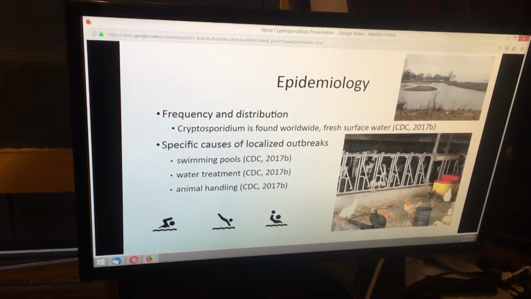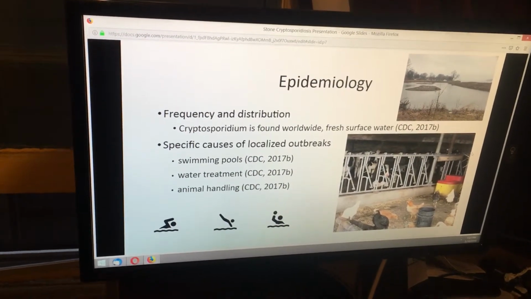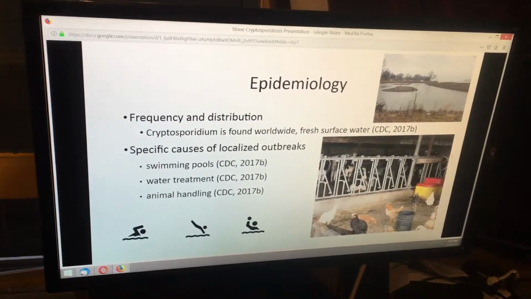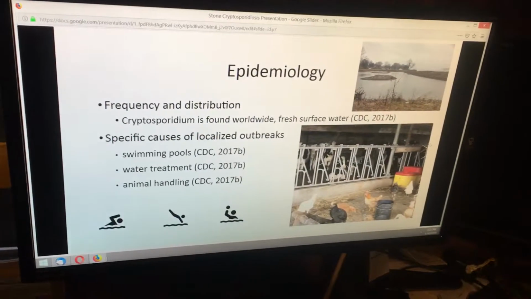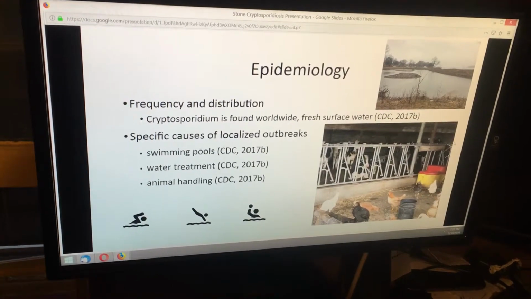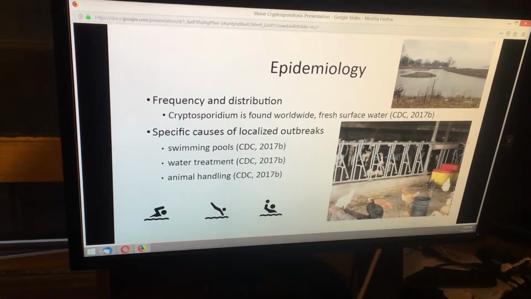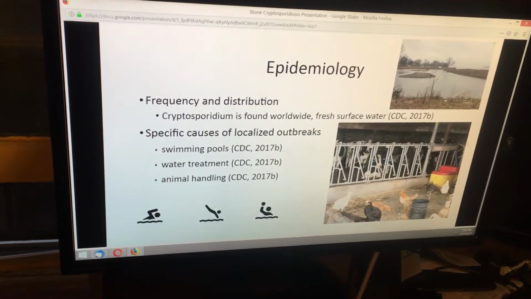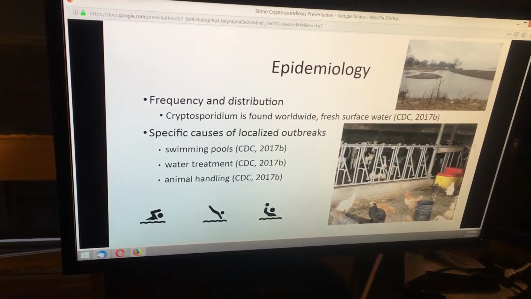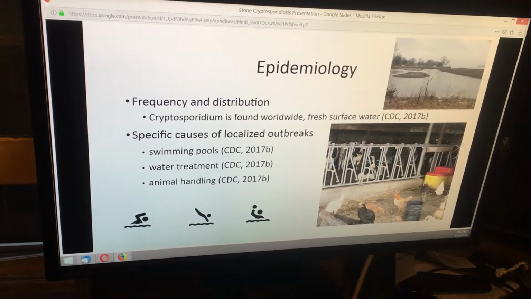Cryptosporidium is found worldwide in fresh surface water. For example, this top picture is just upstream of a drinking water treatment plant, and there's plenty of space that might be appealing for geese to land, and then they can deposit fecal matter, and with it Cryptosporidium oocysts that can travel in the water and potentially into the drinking water treatment plant. Specific causes of localized outbreaks generally include swimming pools, inadequate drinking water treatment, and animal handling, as we saw with the vet students in Pennsylvania.